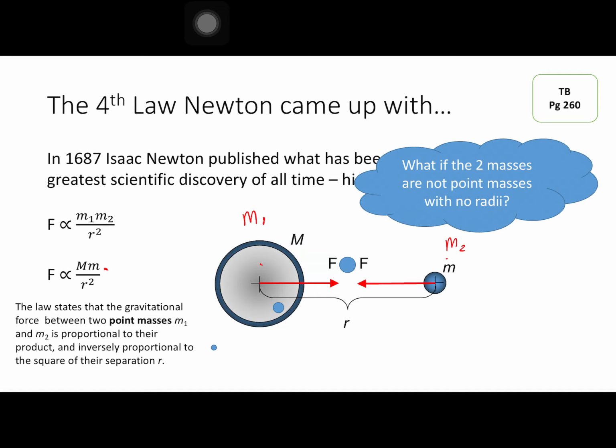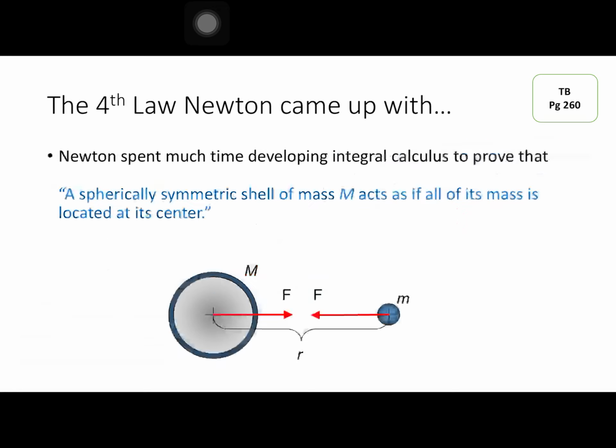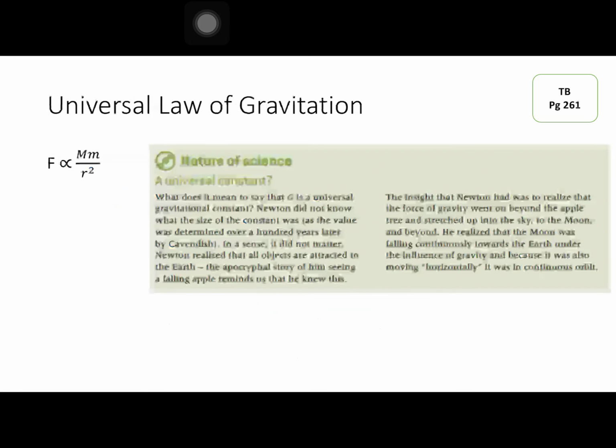Alright, now since it's proportional, what if the 2 masses are not point masses with no radii? What if it's something like the Earth, the Sun, the Moon, which is rather big, right? So they're definitely not point masses. Can this discovery still work? So Newton spent much time discovering integral calculus to prove that as long as it's a spherical symmetrical shell of mass m, it's as if all of its mass will be located at its center. So yes, we can still use this formula for bigger objects. We call this Newton's shell theorem.